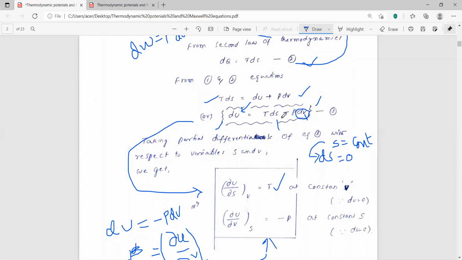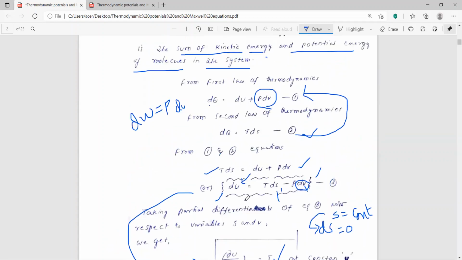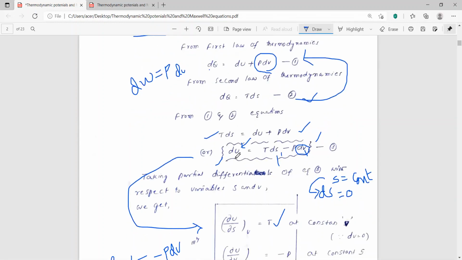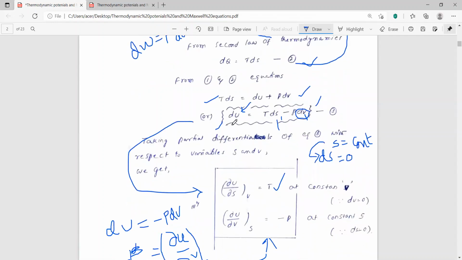From this equation, at constant variables: if S is a constant, then dS becomes 0 and this total term becomes 0, so minus P becomes ∂U/∂V at S. Similarly, if you take V as a constant, then this term becomes 0, and T equal to ∂U/∂S at V. Similarly, you can explain the remaining three thermodynamic potentials very easily. But you should remember this equation: dU equal to TdS minus PdV. It came from combining the first and second laws of thermodynamics. This is a very crucial equation for the change in internal energy.